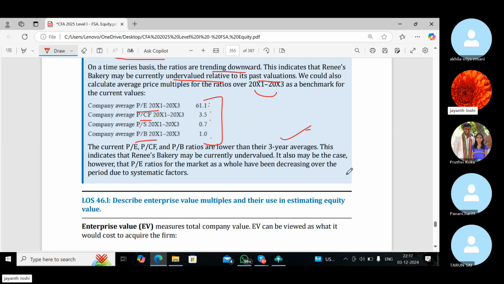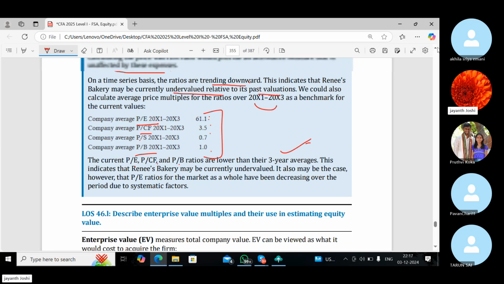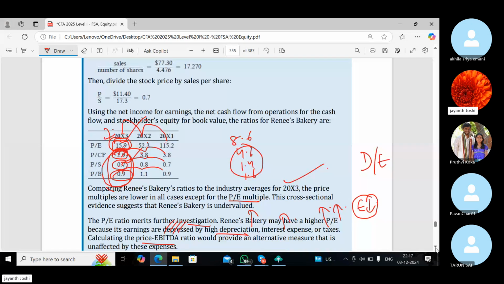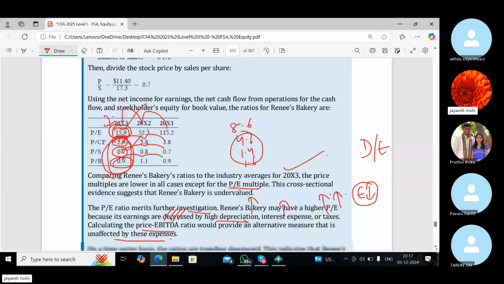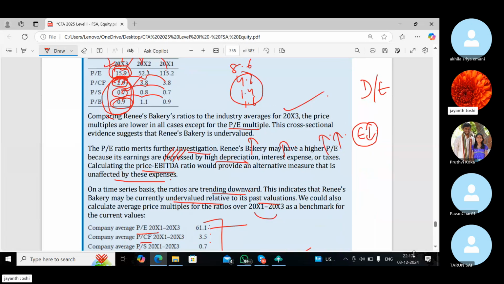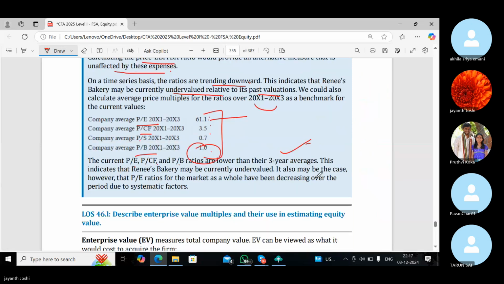So what are they saying here? These three ratios, price to earnings, price to cash flow and price to book, are lower than their 3-year averages. So we see the current ratios: 15.9, 2.9, 0.7. 15.9 is less, 2.9 is less, and 0.7 is less. Only this one is more. So this indicates Rini's Bakery may be currently undervalued.